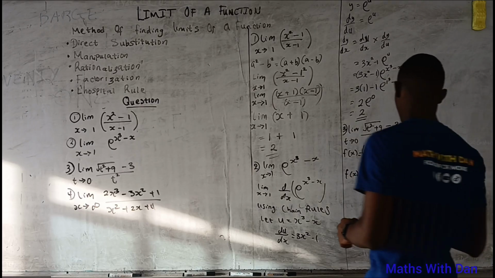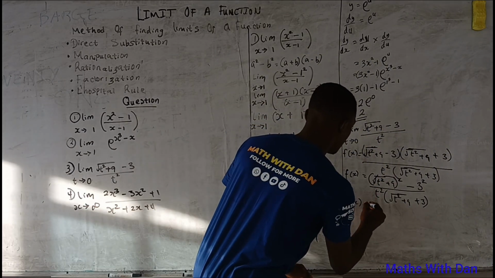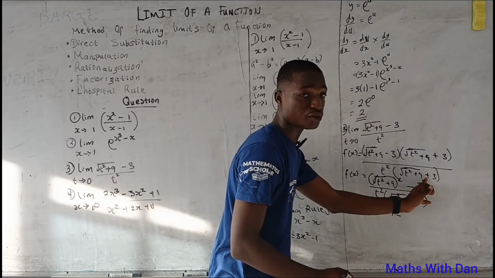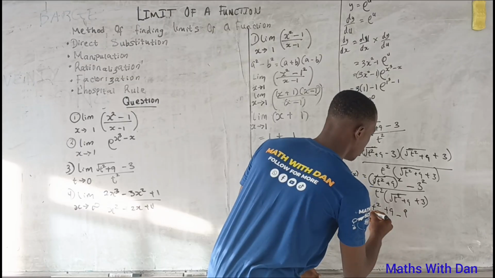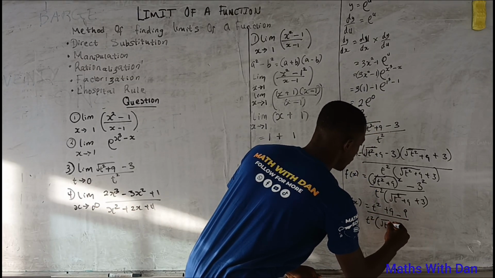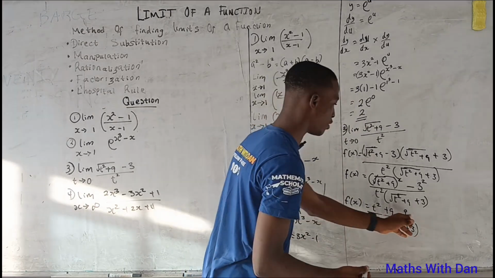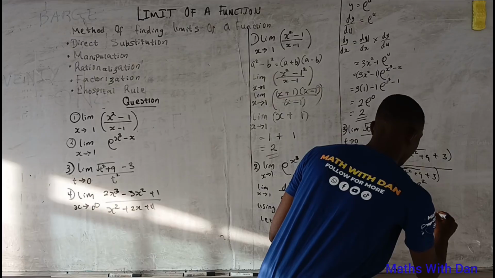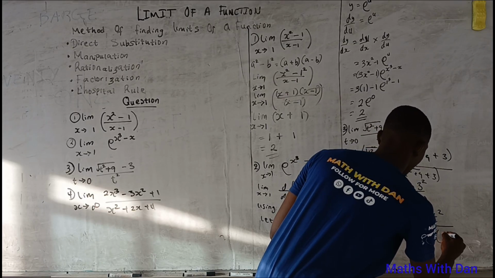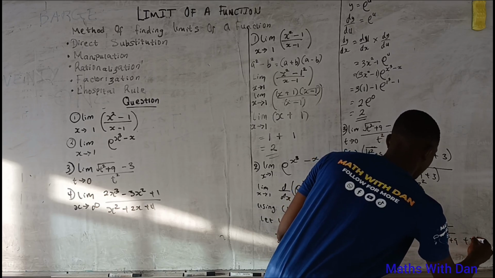Now, when these are cancelled, what are we left with? f(x) will be equal to what? t squared plus 9 minus 3 squared is 9, right? That's minus 9 over t squared, open bracket, square root of t squared plus 9 plus 3. So 9 minus 9 is 0. So you are left with t squared over t squared, open bracket, square root of t squared plus 9, plus 3.